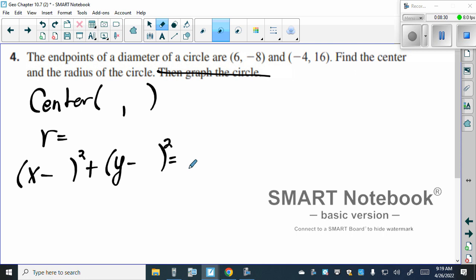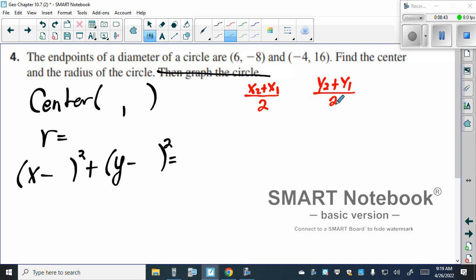So the first thing we can do is find the midpoint of these two here, because the midpoint is going to be the center. And just like with our distance formula, for the midpoint the order of x and y doesn't matter. We just need to make sure we have the x's together and the y's together. So our 2 x values are 6 plus -4.